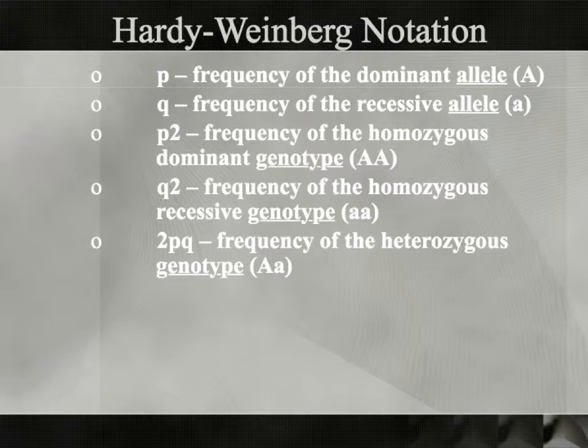This slide here just further shows exactly what each letter represents. Again, p is the frequency of the dominant allele. q is the frequency of the recessive allele. p squared is the frequency of the homozygous dominant genotype. q squared is the frequency of the homozygous recessive genotype. And 2pq is the frequency of the heterozygous individuals. Because you have a p and a q, heterozygous, big letter, little letter.